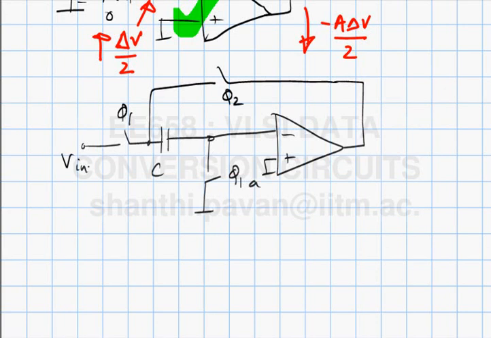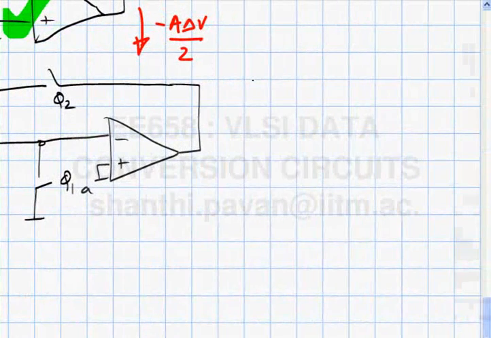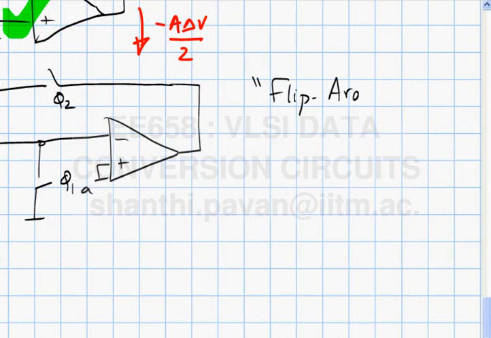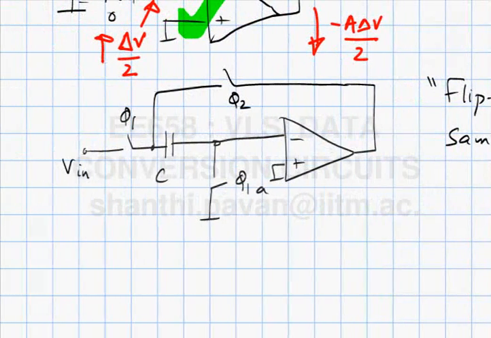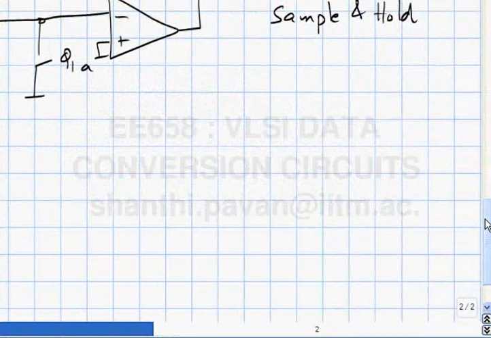Now, let's say we want to convert it into a differential input, differential output, sample and hold. This basic architecture is often called the flip around sample and hold, simply because the input capacitor is flipped around the op amp. Now, if I want to make it fully differential, what would I do?